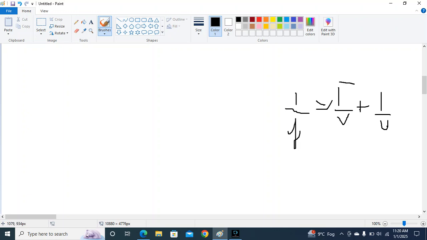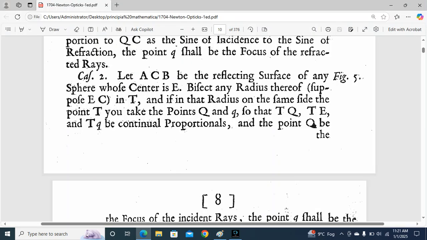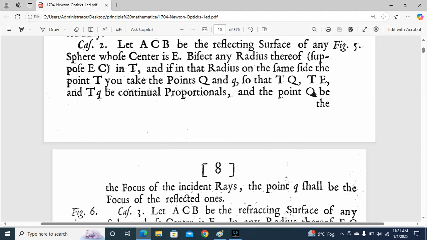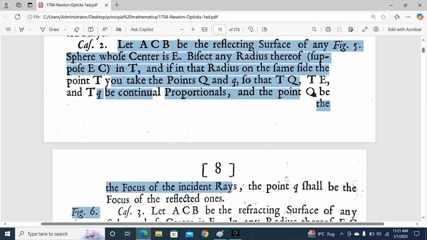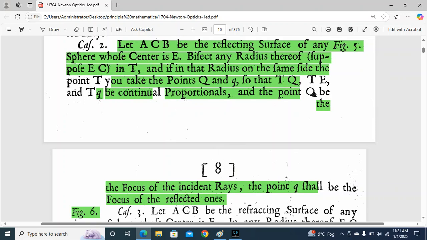So we have learned a relation between the object distance, the image distance, and the focal length of the mirror. But when I was reading Isaac Newton's Optics, I came across this case 2, or CAL2. I don't know how to pronounce this, which had this whole portion.